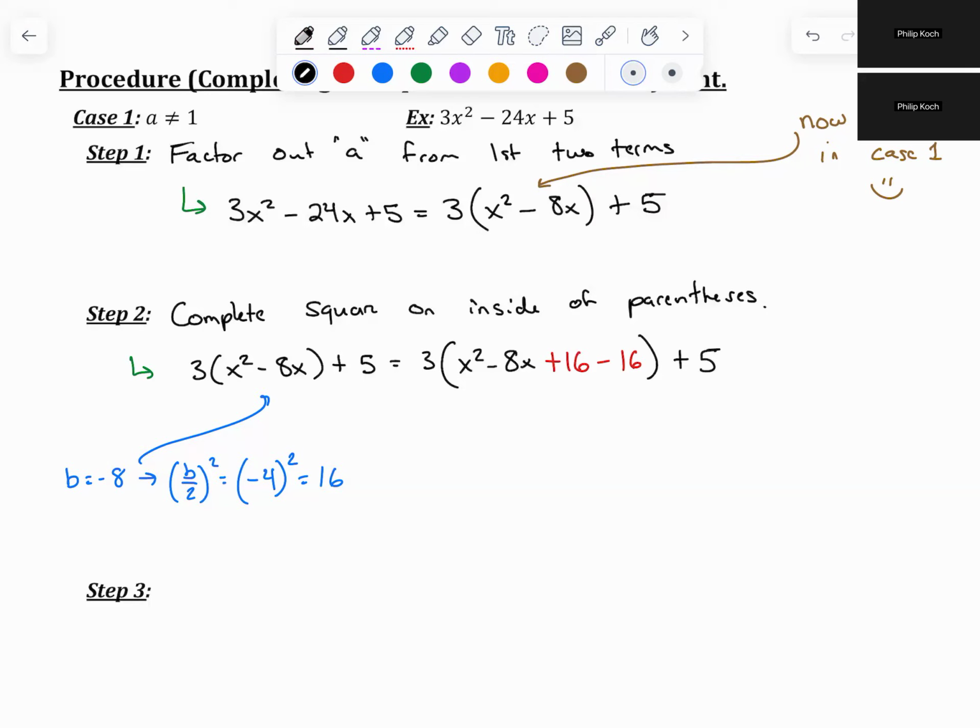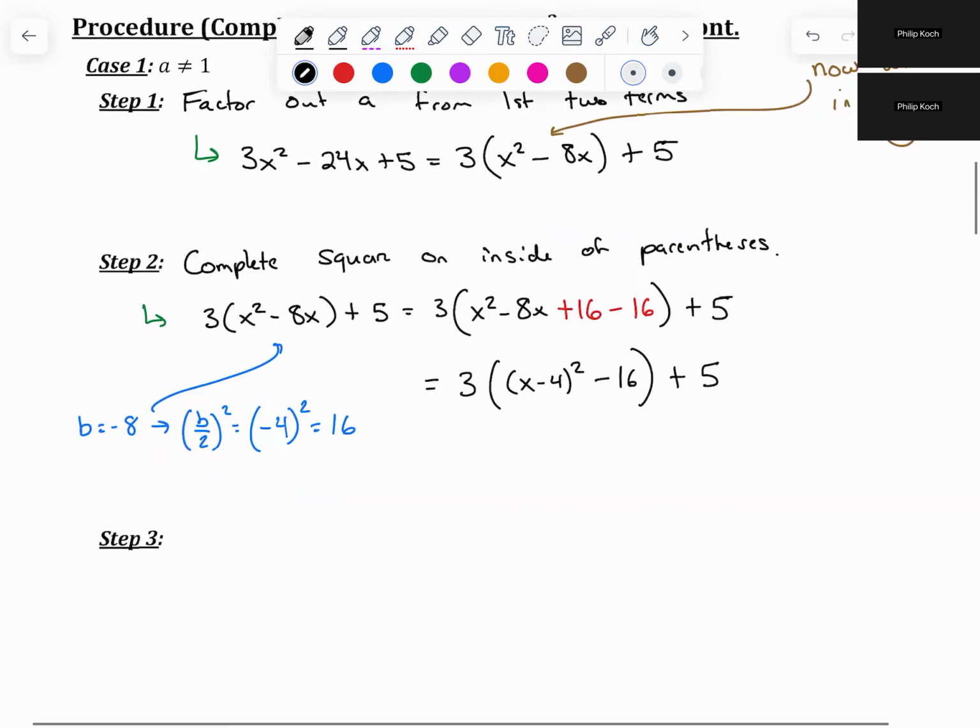This has created a perfect square trinomial. In particular, it's going to be x plus our b term, or sorry, b over 2. And our b over 2 is -4. So this should become 3 times, in parentheses, bigger parentheses, and then smaller parentheses, x minus 4 quantity squared minus 16, and parentheses, and then plus the 5.